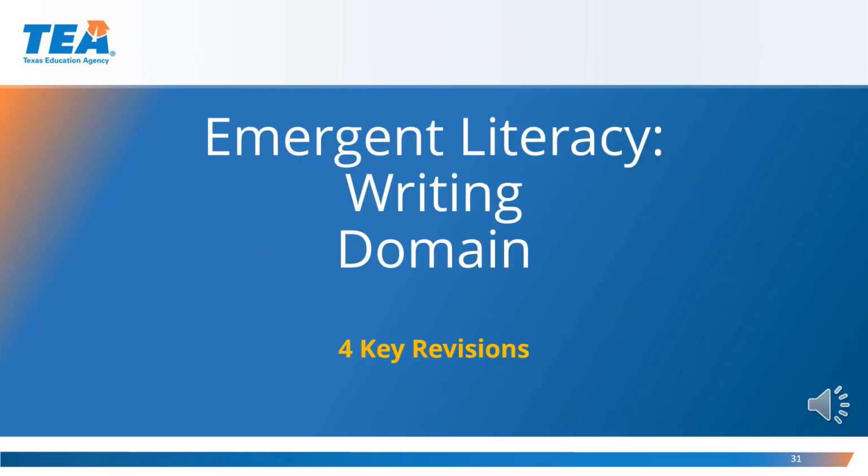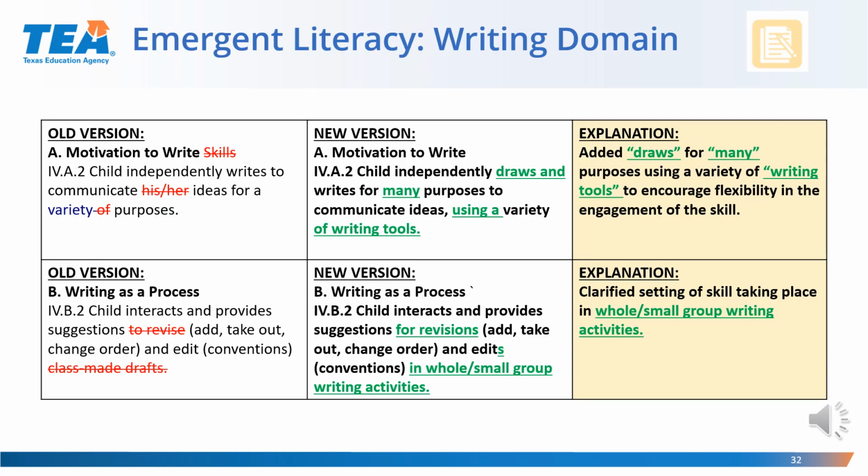The Emergent Literacy Writing domain has 4 key revisions. Here are the revisions to the skill areas of motivation to write and writing as a process. 4A2 was revised to include drawing as a primary form of communicating ideas as writing. We wanted to make sure there was flexibility in how students engage with this skill. 4B2 clarifies that this skill takes place in whole and small group settings.